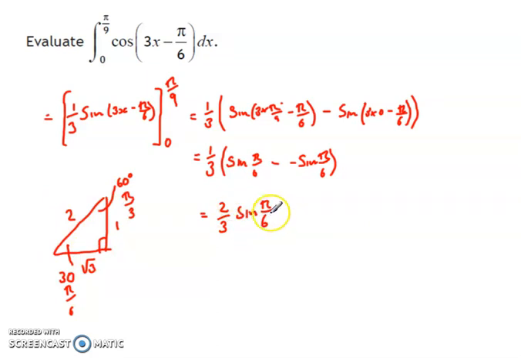So sine pi over 6, sine is saw in SOHCAHTOA, opposite over hypotenuse. So for pi over 6, sine of pi over 6 is opposite over hypotenuse, so 1/2. So that's going to be the equivalent of 2/3 times 1/2, which is going to be simply 1/3. So there you go. The integral between those two limits is equal to 1/3.